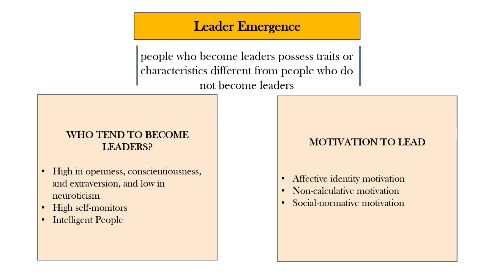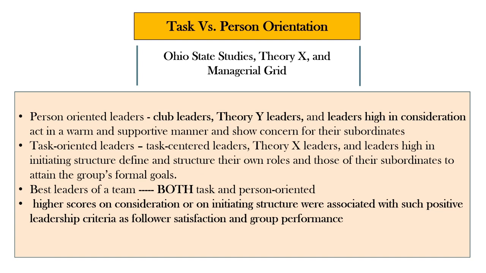Now we also have the task versus person orientation. Over the past 45 years, three major schools of thought, the Ohio State studies by Fleishman, Harris, and Burtt, Theory X and Theory Y by McGregor, and the Managerial Grid by Blake and Mouton, have postulated that differences in leader performance can be attributed to differences in the extent to which leaders are task versus person-oriented.